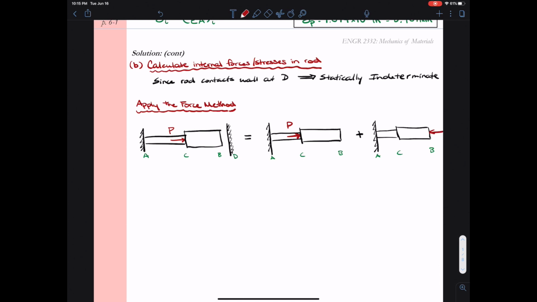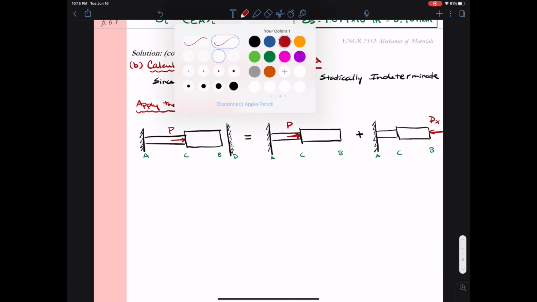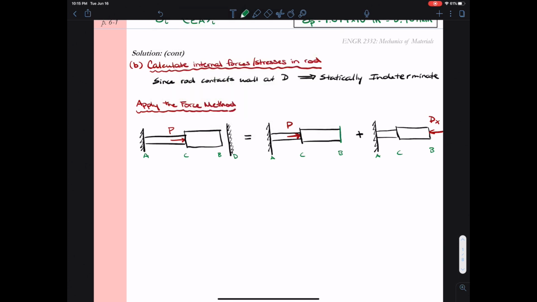In my third free body diagram, I need to incorporate the reaction somehow. I know that the rod can't just freely extend to the right, and at some point, once it makes contact with the wall, a reaction dx will initiate. That reaction dx will be oriented to the left and will push back on this rod.